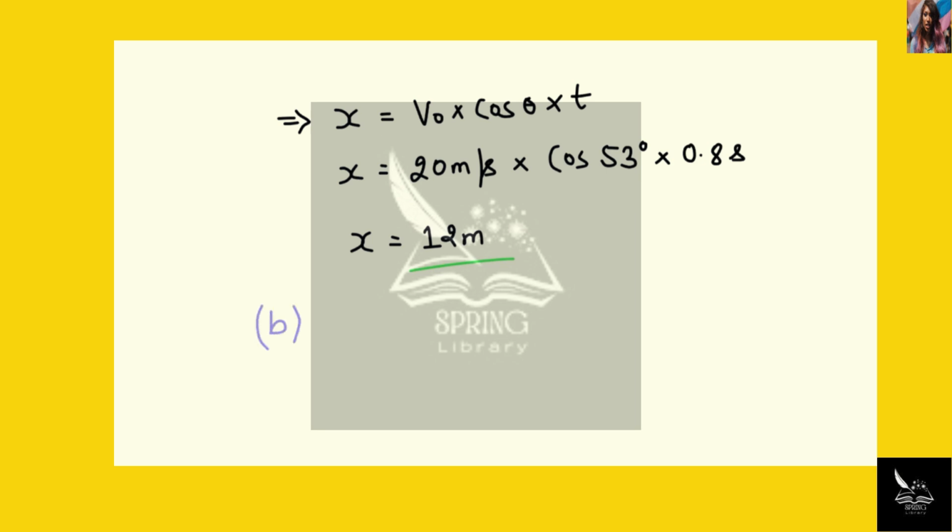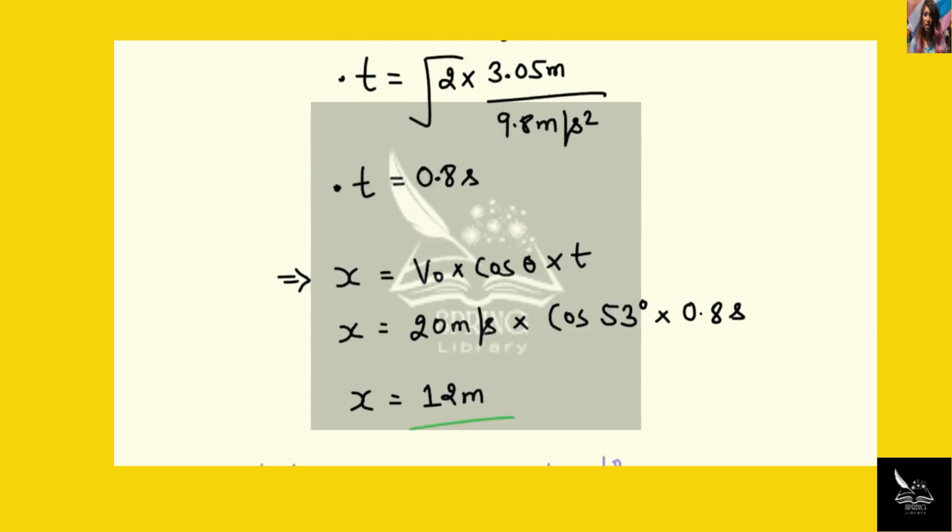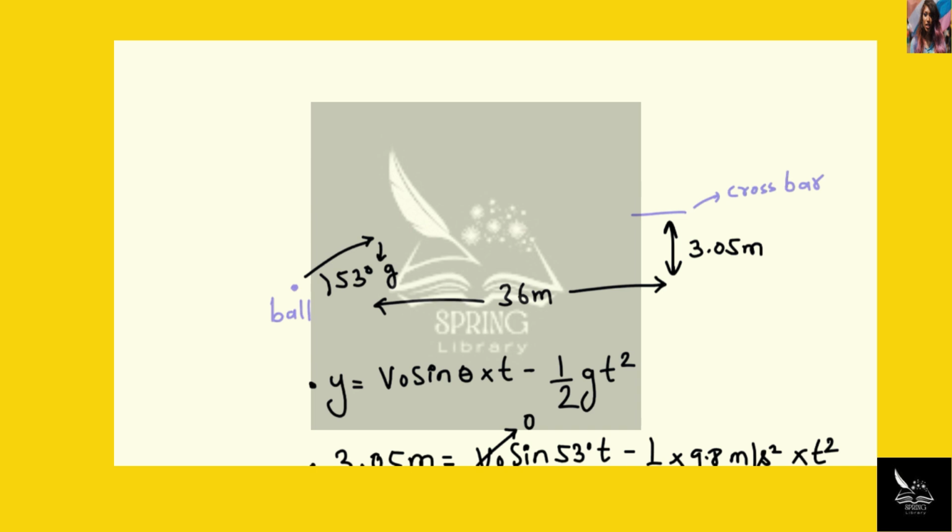In the second part of this question, to determine whether the ball approaches the crossbar while rising or while falling, we can look at the sign of the vertical acceleration of the ball at the time it reaches the crossbar. So the vertical acceleration is the acceleration due to gravity only, and that is represented by g, and it is acting downwards, and that is why it can be considered as negative g.